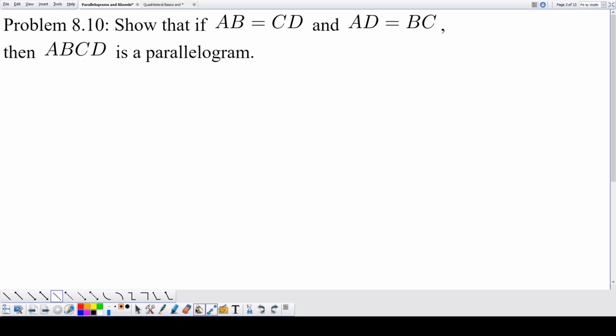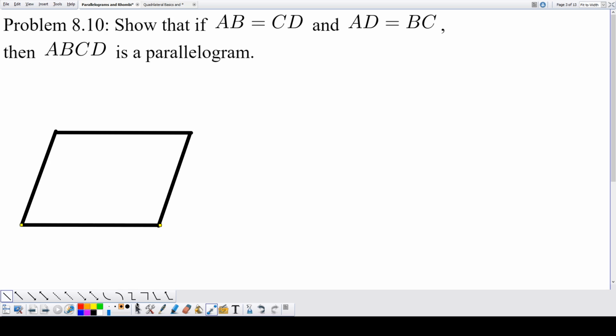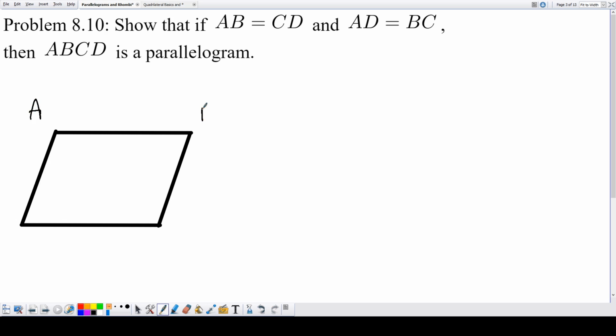So, let's draw our four-sided figure. Make it look somewhat parallelogram-ish. And so label the points A, B, C, and D. And AB is the same as CD, and AD is the same as BC.